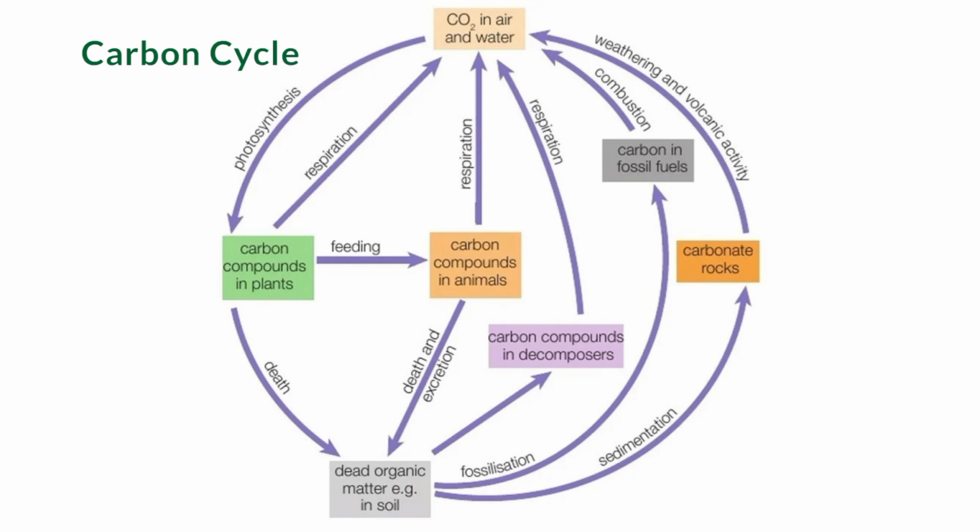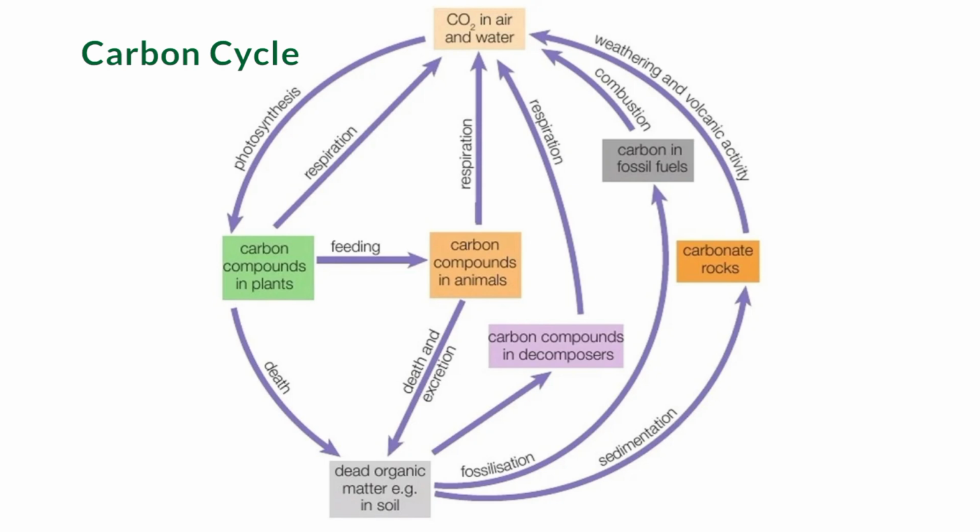Atmospheric carbon dioxide and carbon dioxide in water are used by plants for photosynthesis, and some carbon dioxide is released back into the atmosphere or water by the respiration of plants. When animals consume plants, some carbon compounds are gained by animals, and they also release carbon dioxide back into the atmosphere or water by respiration. When plants and animals die, or when animals excrete, carbon is present in dead organic matter such as soil. This is used by decomposers and released by respiration.